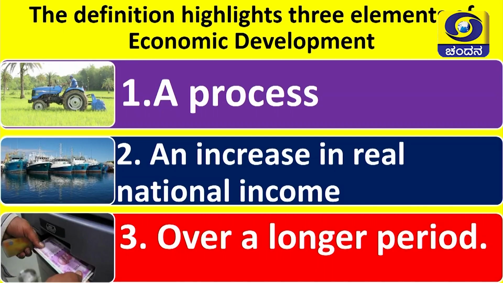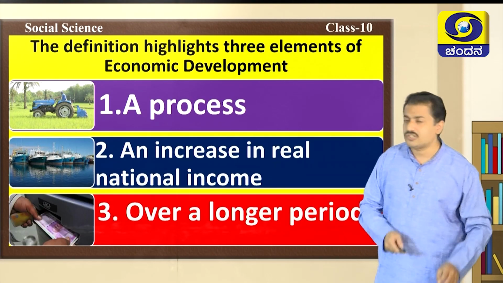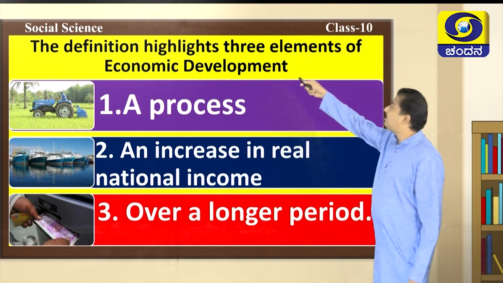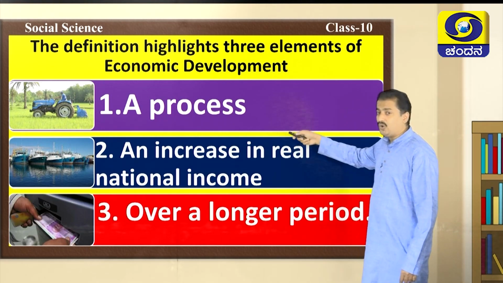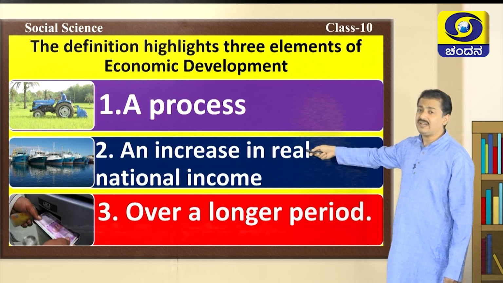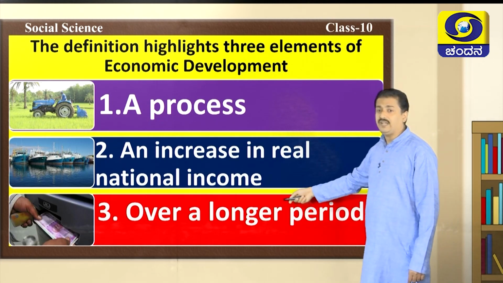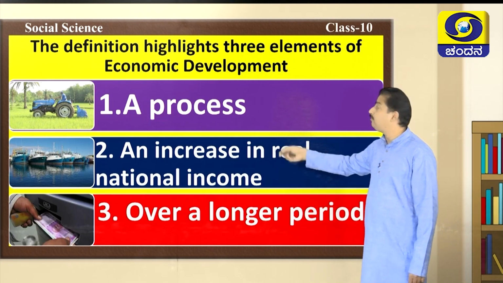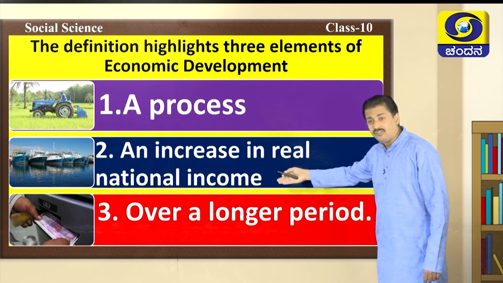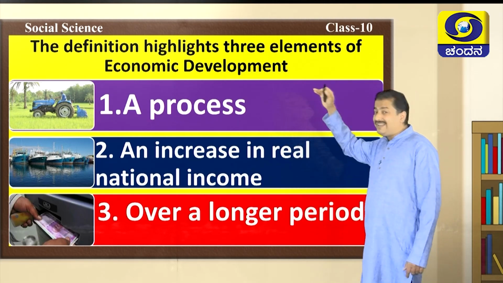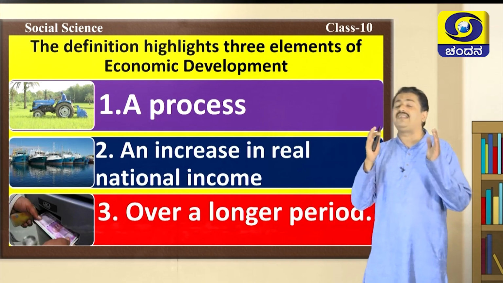This definition highlights three major elements of economic development. Which are those, dear students? Number 1, it is a process. Number 2, an increase in real national income. Number 3, it is over a long period of time. These are the three elements of economic development. These three are highlighted in the definition.